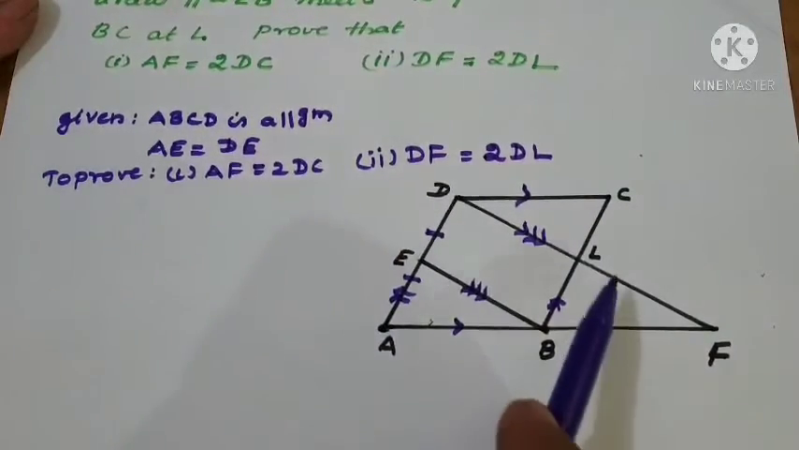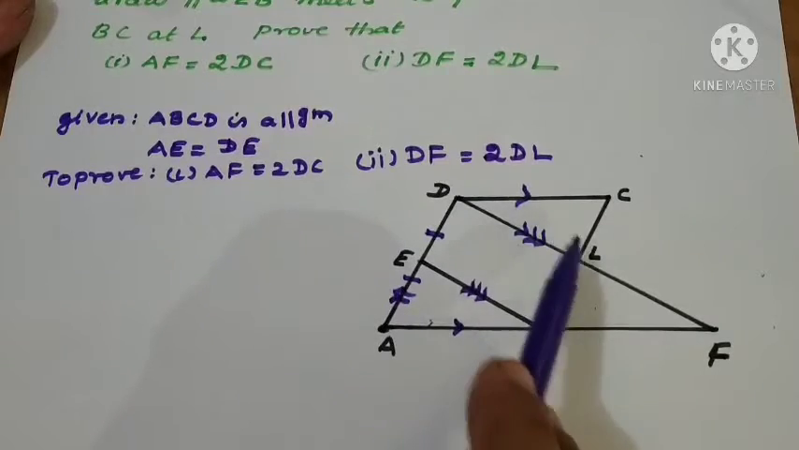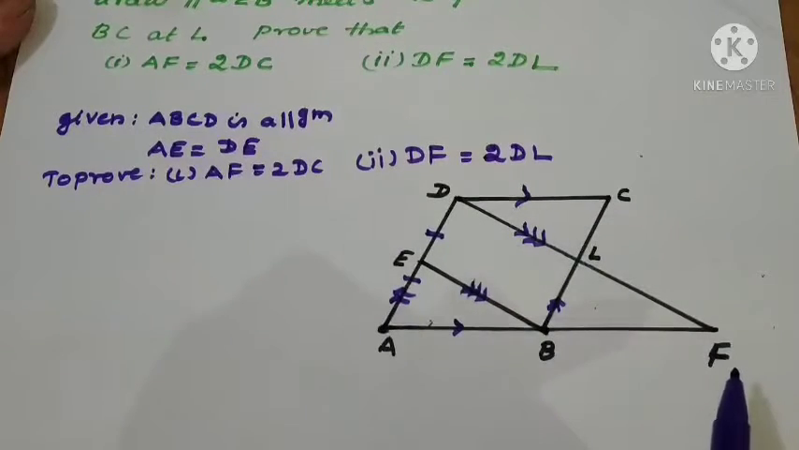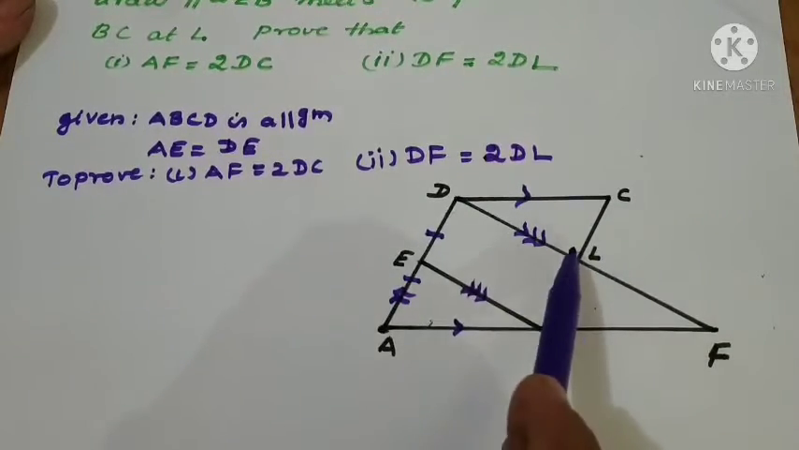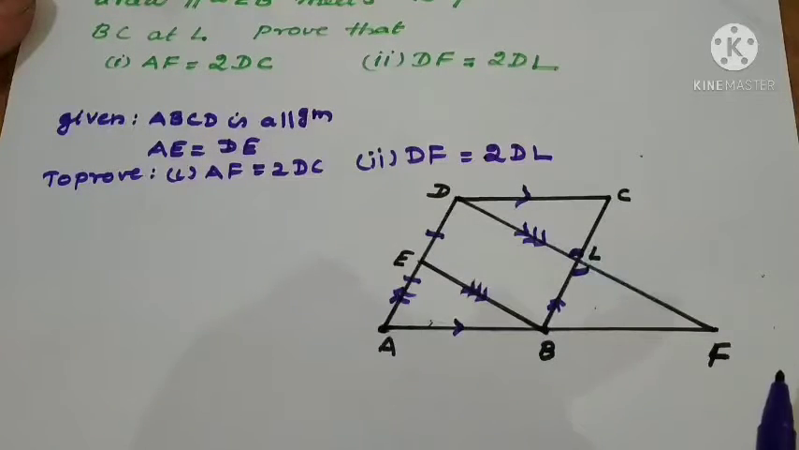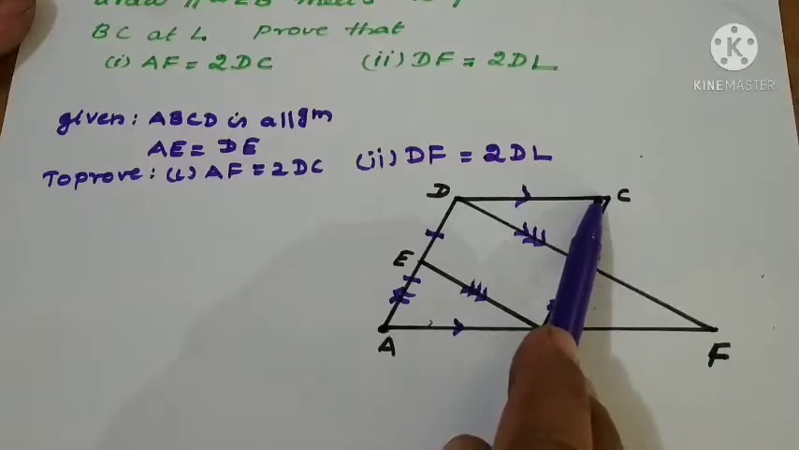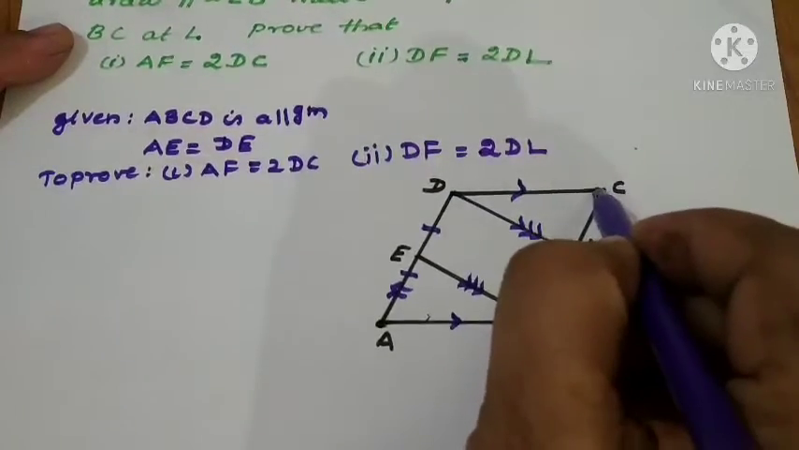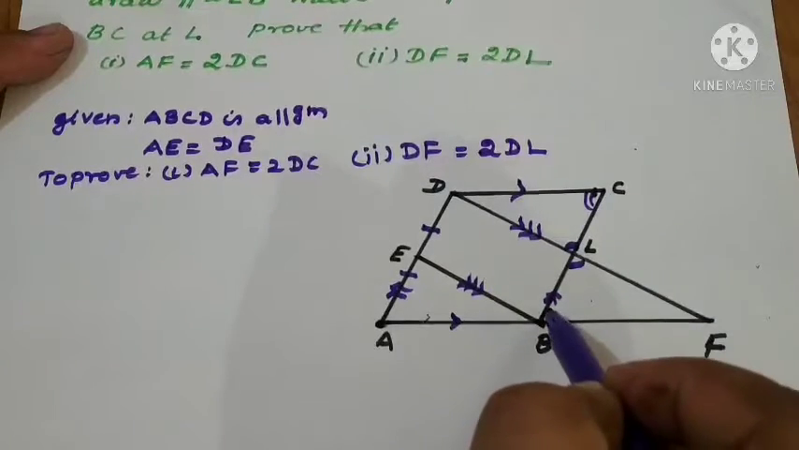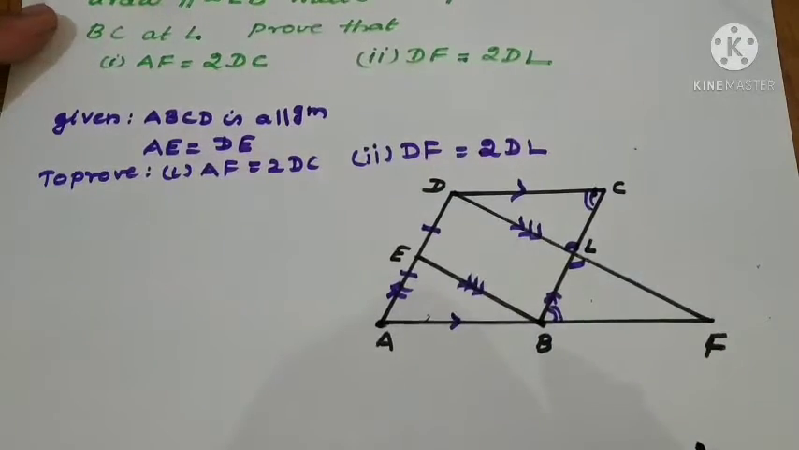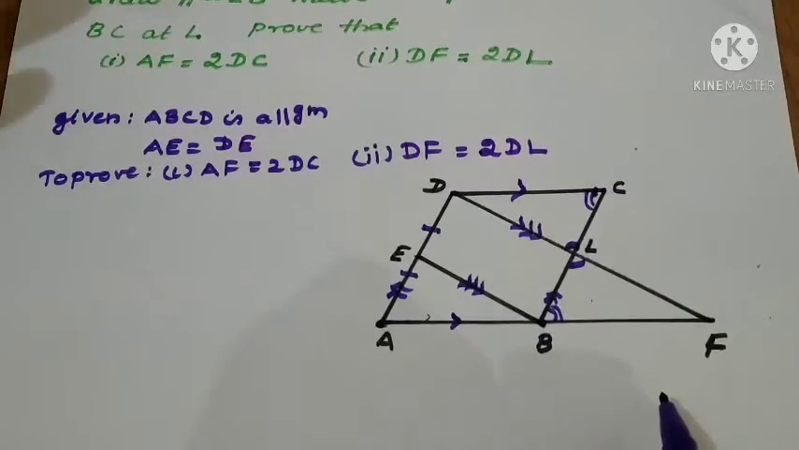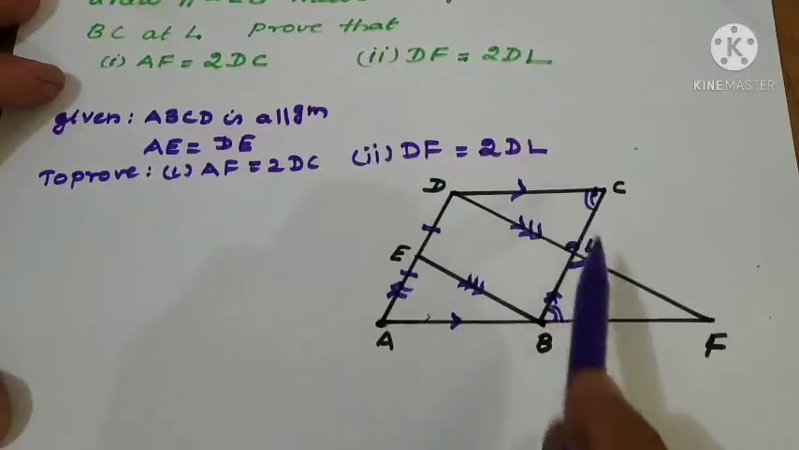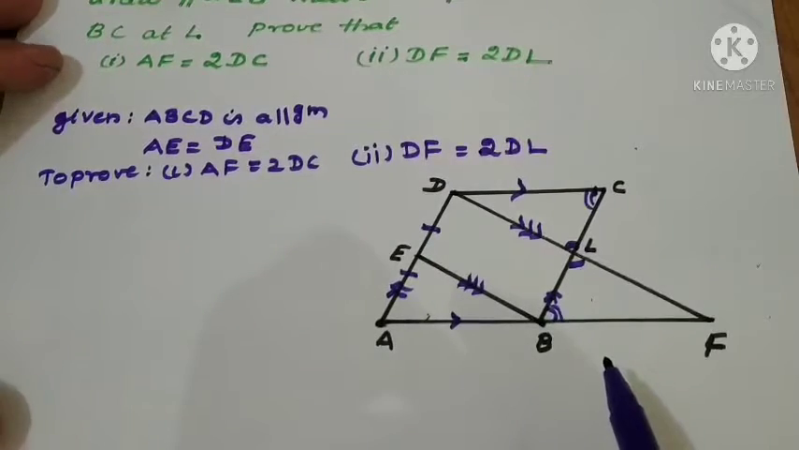Now when we are considering these two triangles, what we can see? Angle L equal to angle L. Next, angle C equal to angle B, because it's a parallelogram, they are alternate interior angles. Now we got two angles. Third angle concept is not there, so we need one more side. We should get that CL and BL are equal, right?